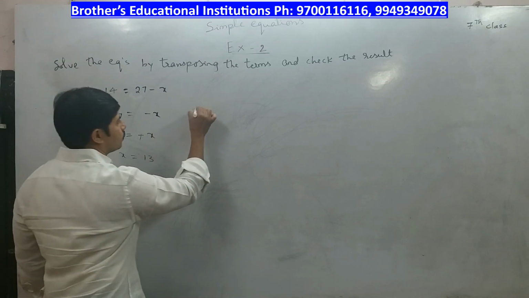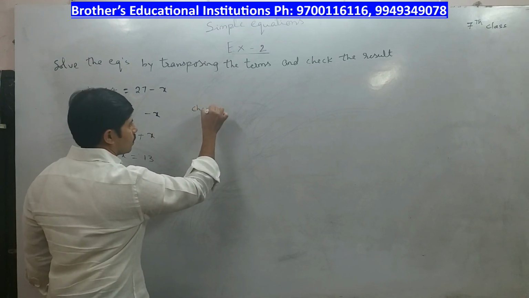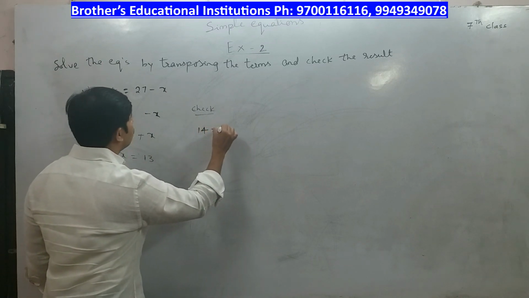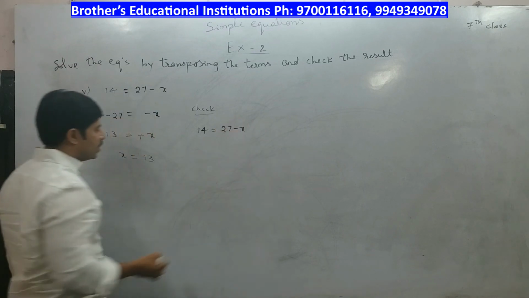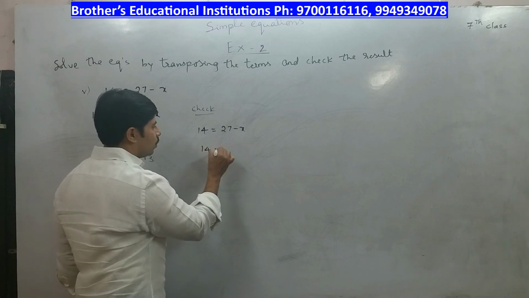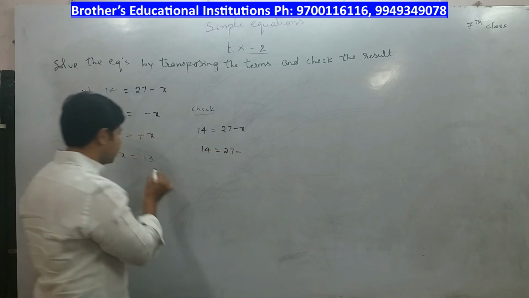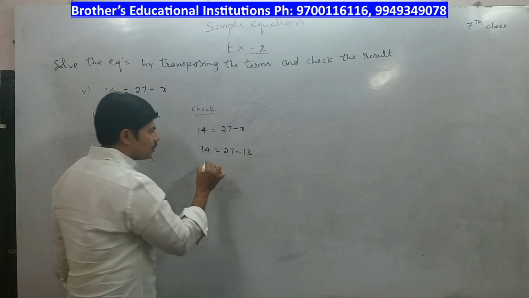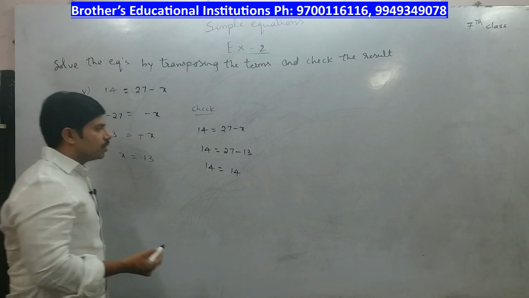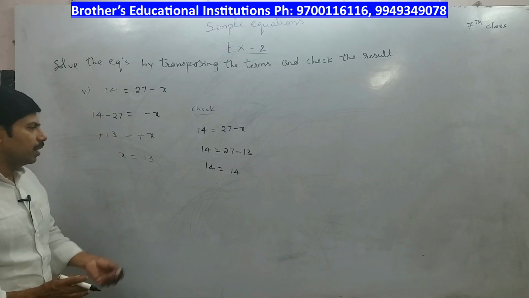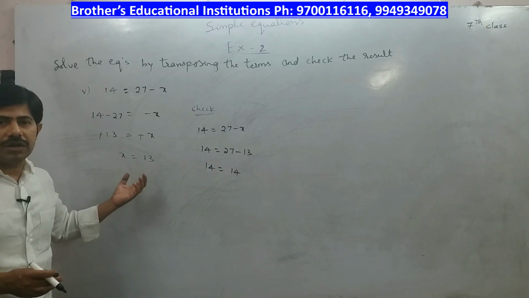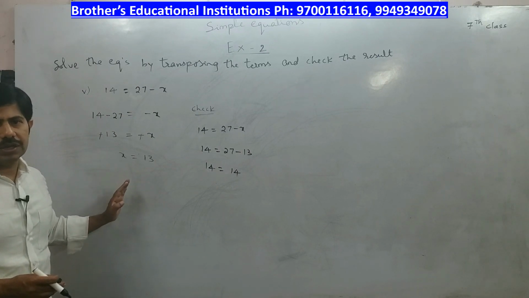Now after getting x is equal to 13, we have to check the result. To check that, I will write 14 is equal to 27 minus x. The x value is 13, I am substituting in this. So 14 is equal to 27 minus 13, which is nothing but 14. So 14 is equal to 14 we got. So therefore, what is the value of x we say? The value of x is nothing but 13.